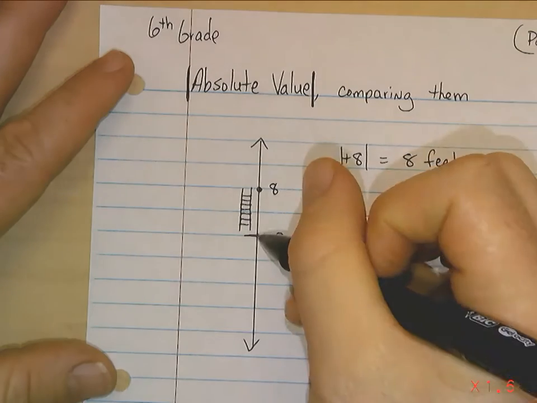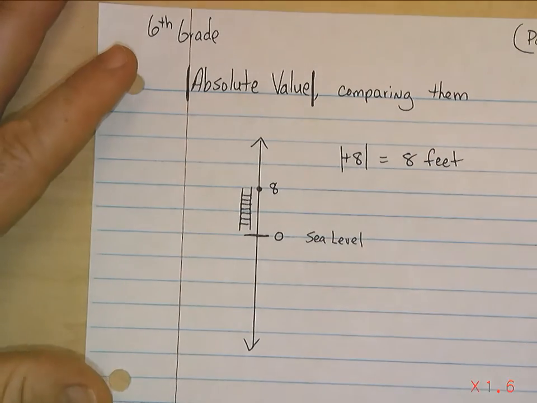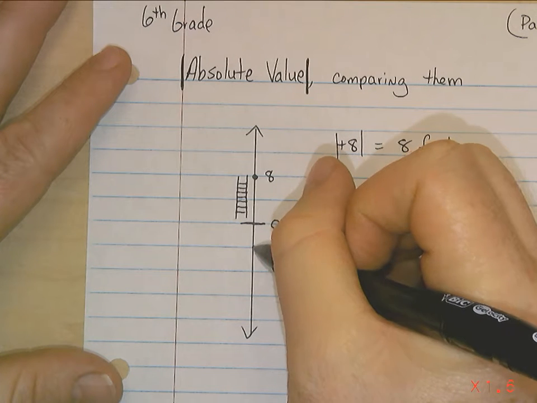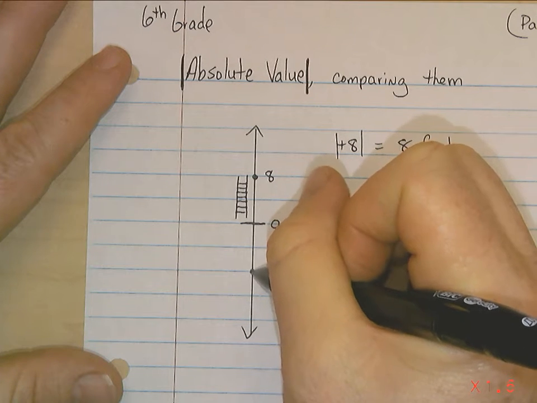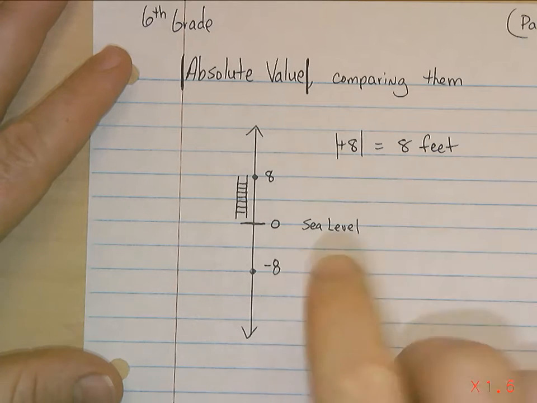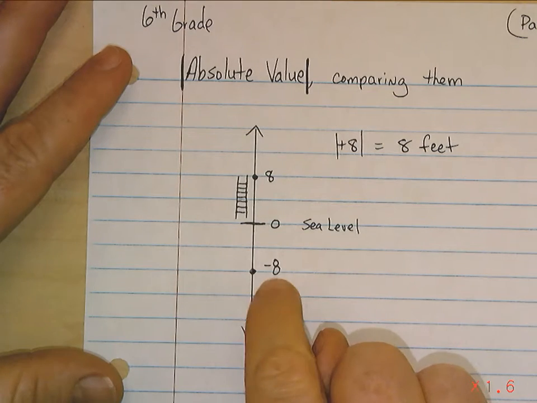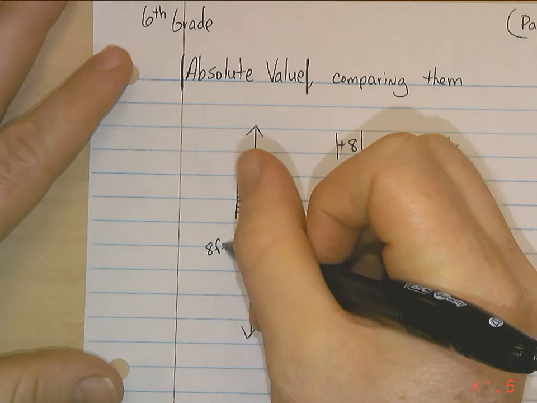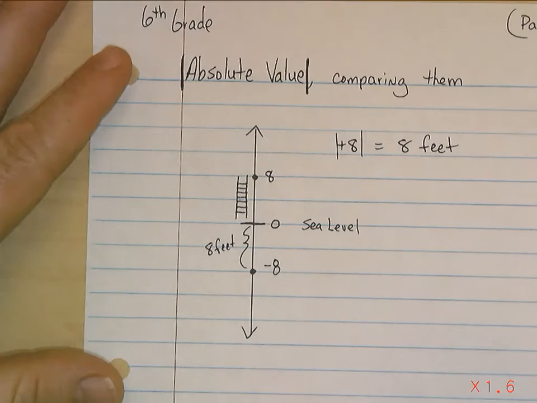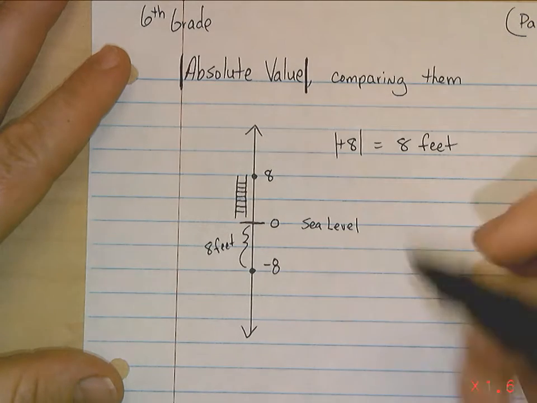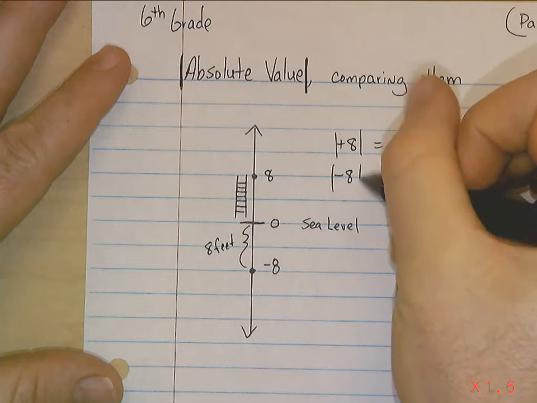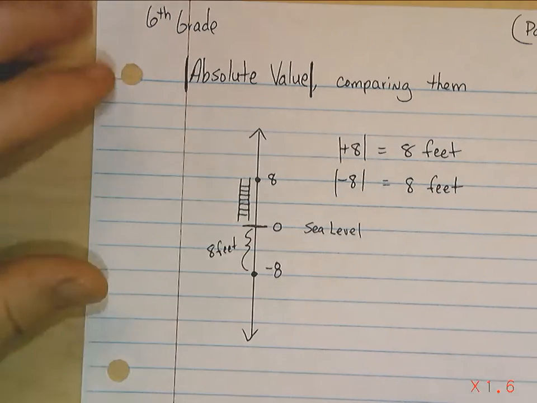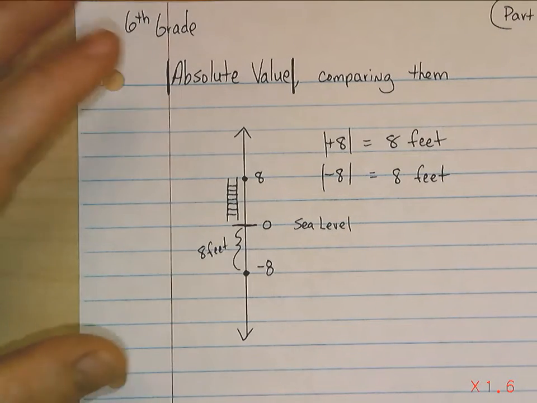But let's say I'm a scuba diver or a snorkeler. You could probably snorkel at 8 feet. You could scuba dive at 8 feet. But let's say I go down to negative 8. I go 8 feet below sea level. That distance is still 8 feet. The only difference is I'm going down, underneath sea level. So the absolute value of negative 8 is still 8 feet. Absolute value is just talking about the value, the distance from 0.